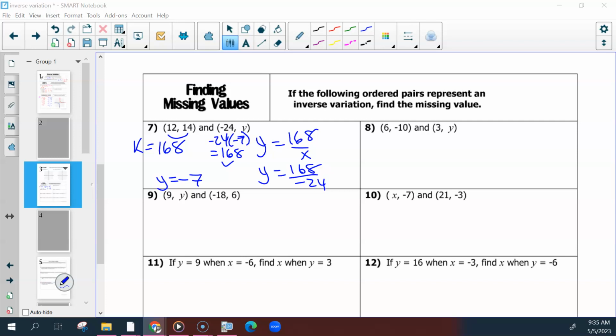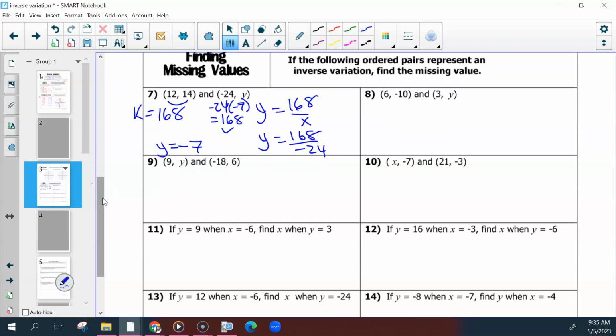All right, let's do another one of those. 10. Here, the first set of ordered pairs is not the one that you have both, so just do it for the second one. Multiply those two. Negative 63. So your equation would be what? Negative 63 over x. It's always k over x.